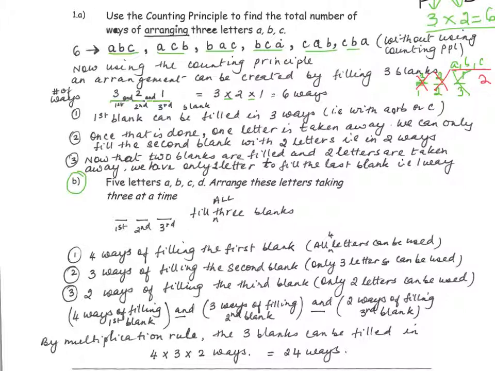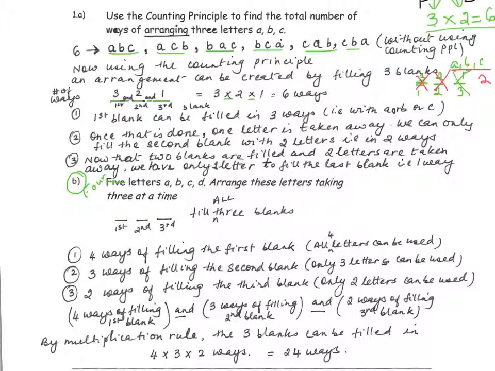Let's look at part B. Now we have 4 letters, A, B, C, D, and we want to arrange these letters taking only 3 at a time. So we're going to arrange the letters A, B, C, and D, but not taking all of them at the same time, only 3 at a time.